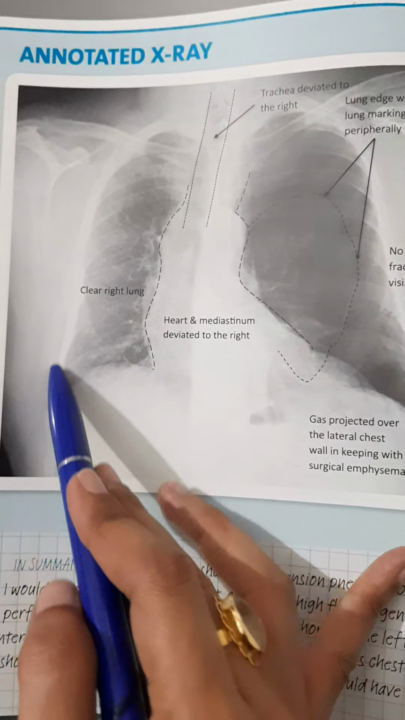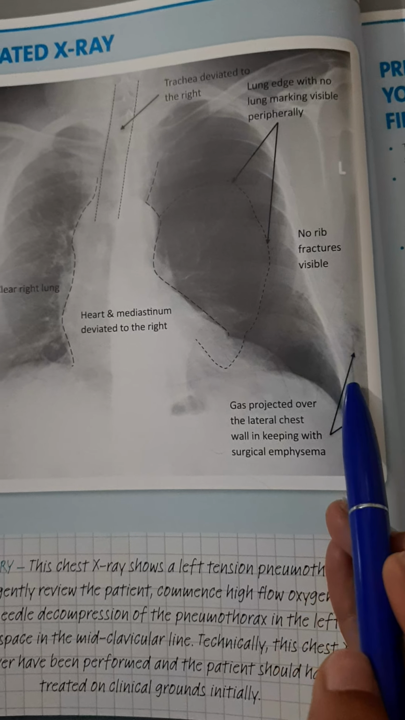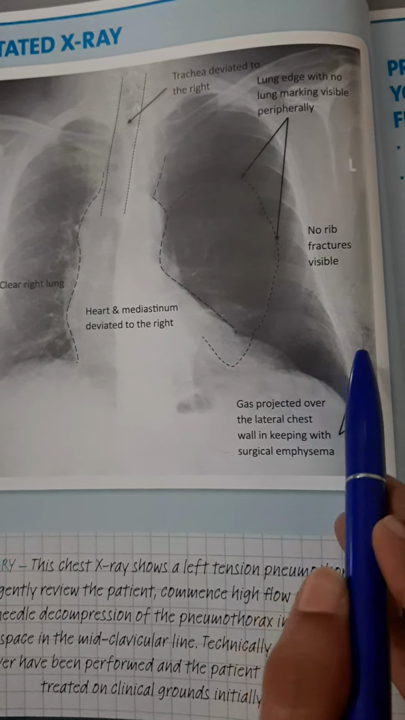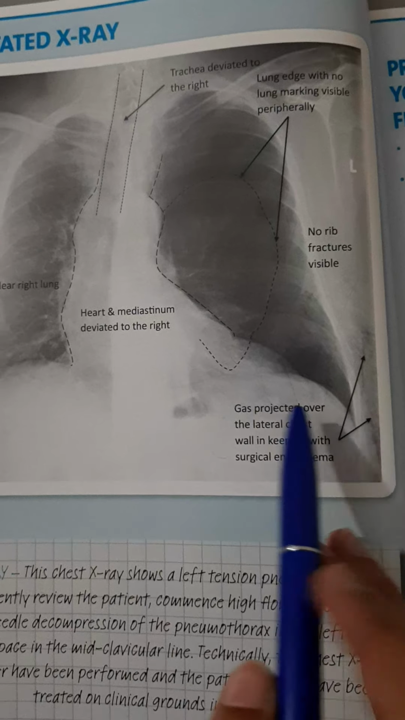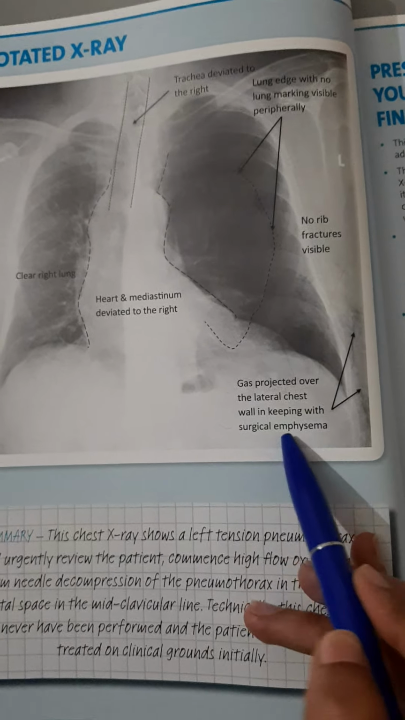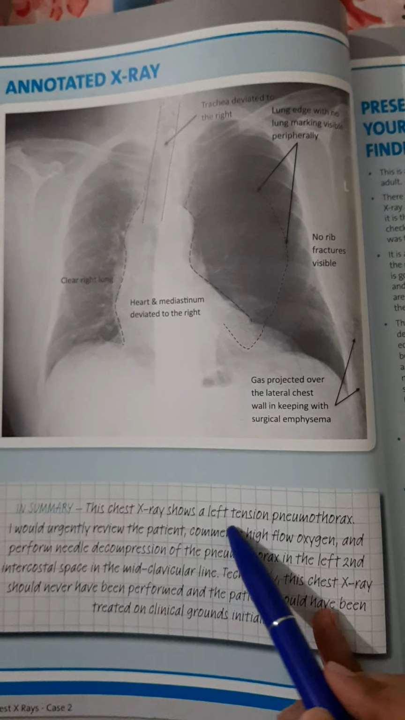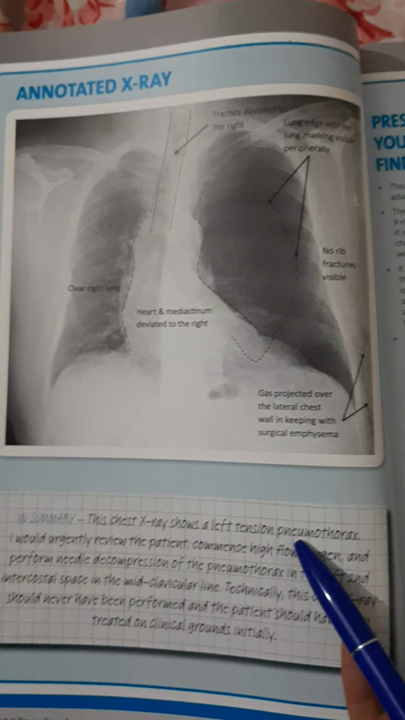And when compared with the right side, the tissues on the left side show gaseous areas, and this is the gas projected over the lateral chest wall in keeping with the surgical emphysema. In summary, this chest X-ray shows a left tension pneumothorax.